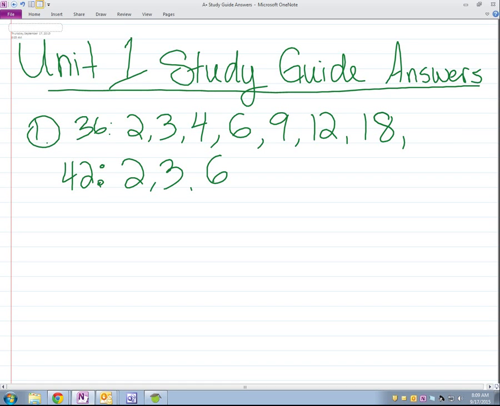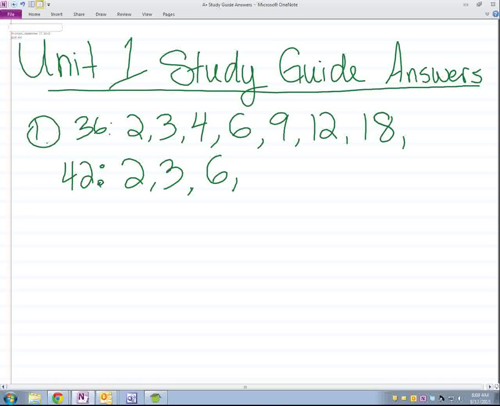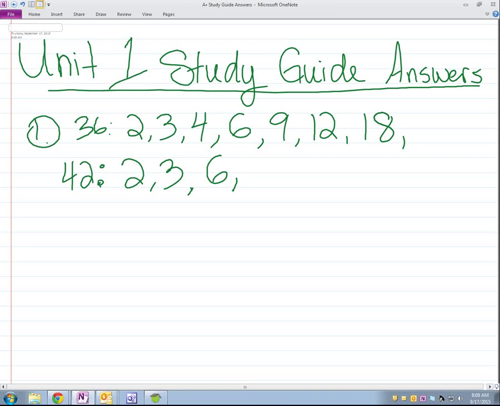What about 1? 1 is a factor, but that's a given. 1 goes into everything always. So if it's divisible by 2 and 3, you know it's going to be divisible by 6. Jack? 7, yes, because 6 times 7 is 42. Yes. 21.